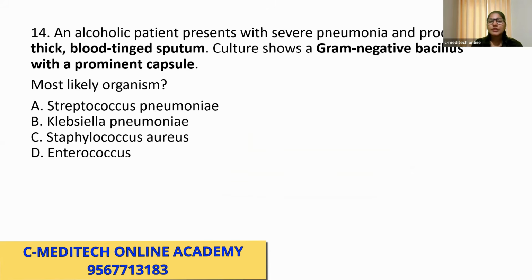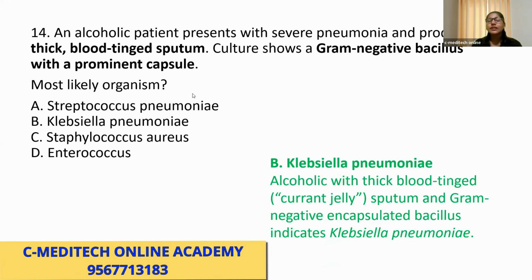Question number 14. An alcoholic patient presents with severe pneumonia and produces thick blood-tinged sputum. Culture shows a gram-negative bacillus with a prominent capsule. The most likely organism is Streptococcus pneumoniae, Klebsiella pneumoniae, Staphylococcus aureus, or Enterococcus. Here the patient is severely alcoholic and has blood-tinged sputum, and the culture shows a gram-negative bacillus. A gram-negative bacillus with a prominent capsule is Klebsiella pneumoniae. Along with that, they cause damage to lung tissue, which is why the blood-tinged sputum appears. So the answer is option B, Klebsiella pneumoniae.